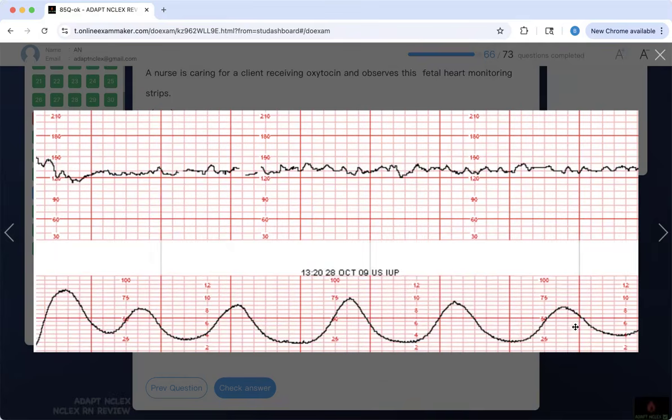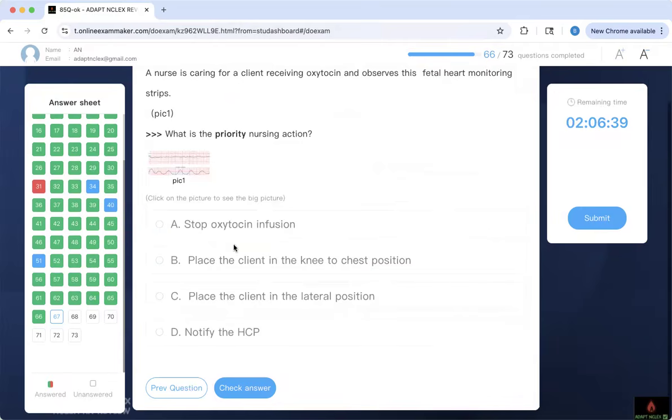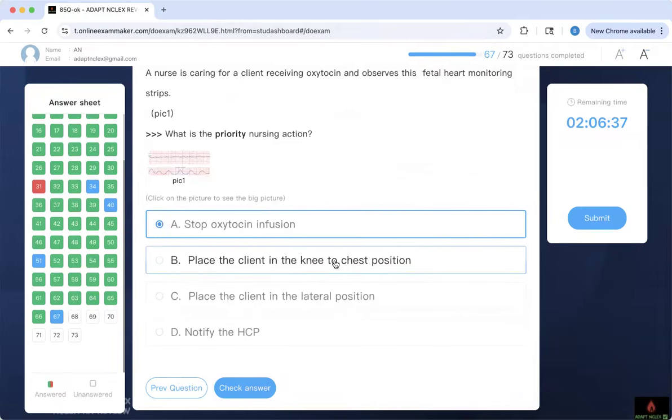always look at the bottom and see what the contractions are. 1, 2, 3, 4, 5, 6. Six contractions. You're only supposed to have 5. That means the baby is in trouble. Too much: tachysystole. If there is tachysystole, stop the Pitocin. You don't need to put them in the knee to chest position. First, you stop the Pitocin.